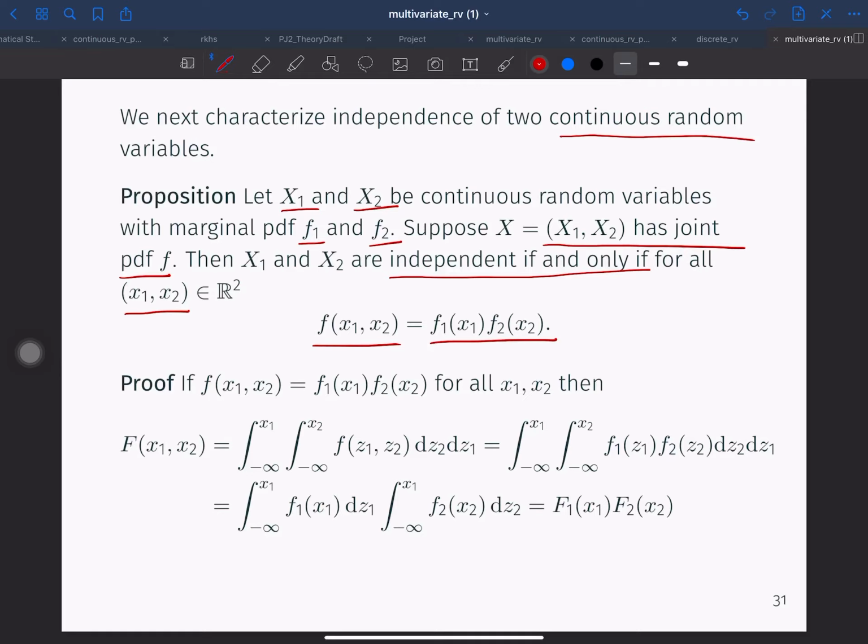But in particular, for example, if the condition is true for all x1, x2, then you can write the joint CDF as a double integral. Each of the integrand can be factored out. You can then move it around, and you can write this as the product of the marginal CDF.